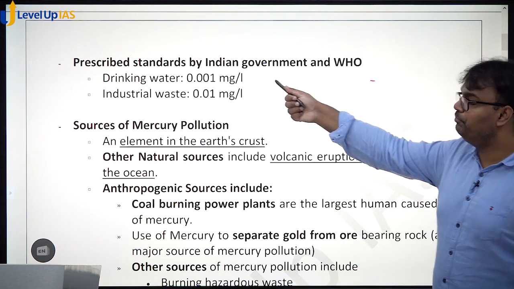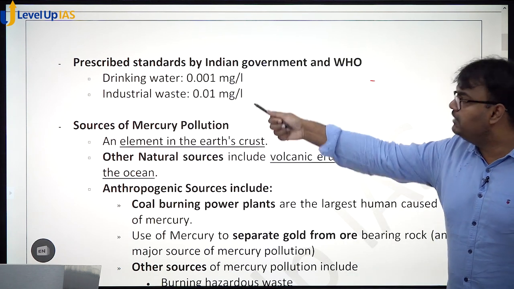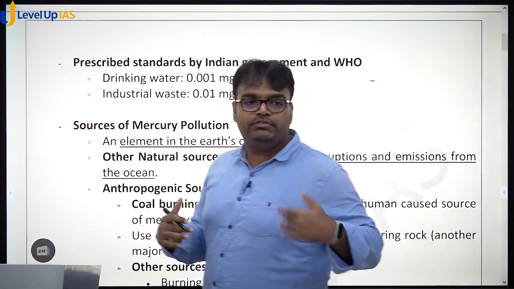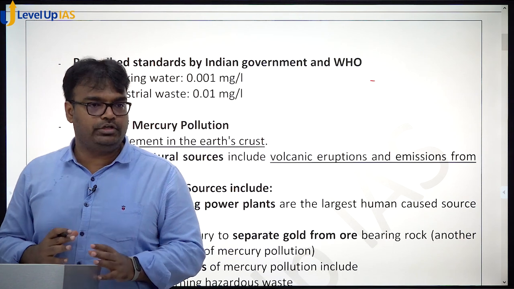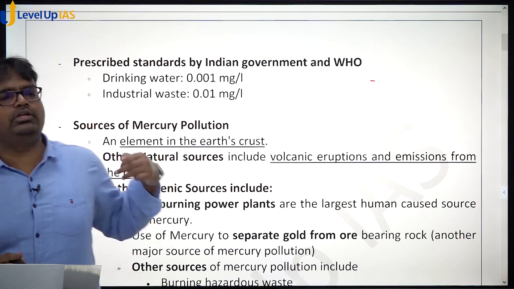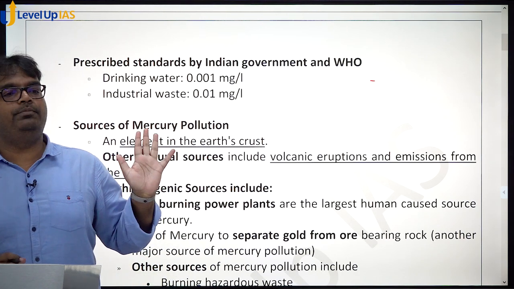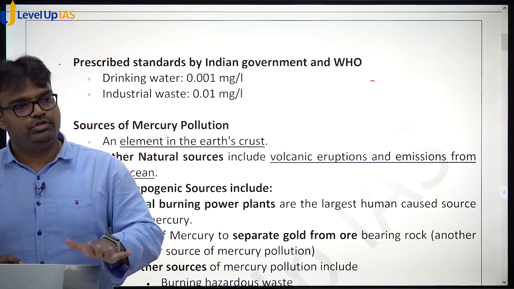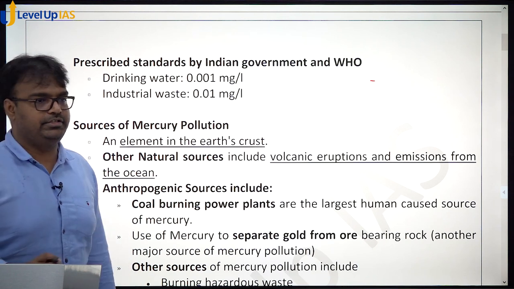WHO standard says 0.001 milligram. Industrial waste mein up to 0.01 milligram is allowed. Industrial waste, the waste which eventually joins water bodies. Even they are not allowed ki bahut sara mercury would be released. You treat it properly first to ensure that mercury is not beyond 0.01 milligram per liter.